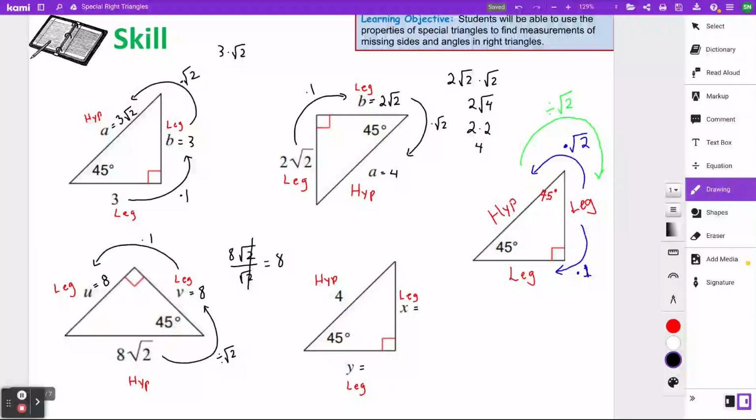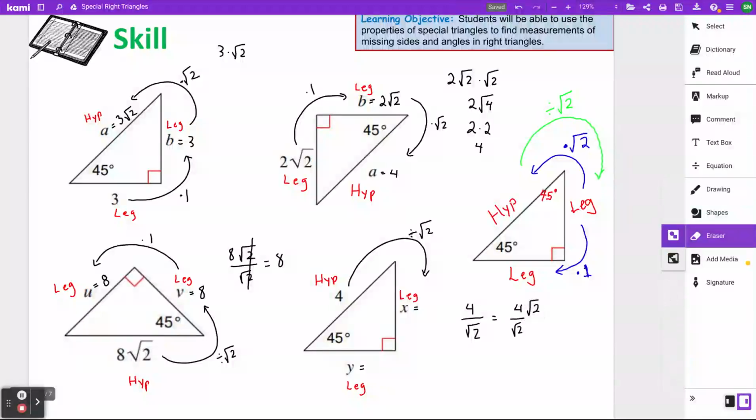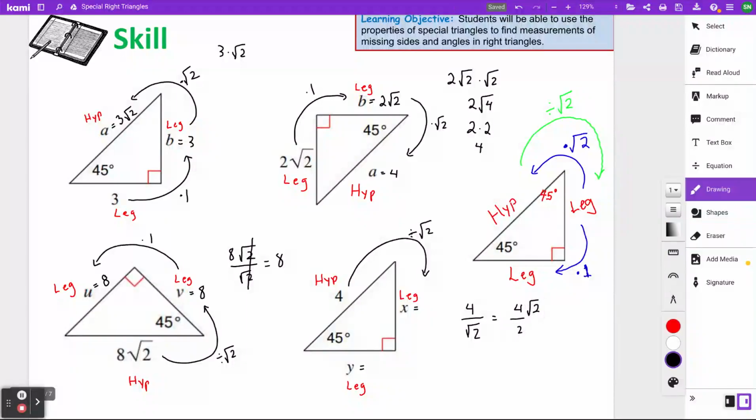For the last example, we also have the hypotenuse. We're going to go to a smaller side, therefore we are going to divide by the square root of 2. We start off with 4 divided by the square root of 2. We don't like to have a radical in the denominator, therefore we are going to rationalize. I'm going to use the copy-paste erase method. So I will start with 4 over square root of 2. I will copy the denominator, paste it on the numerator, and erase the radical on the denominator. This gives us 4 times the square root of 2 divided by 2.